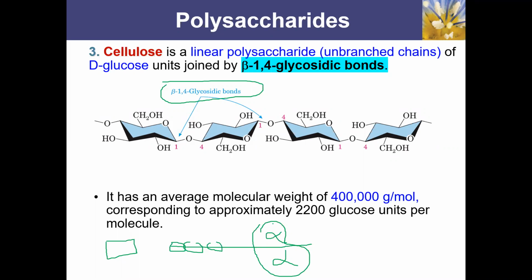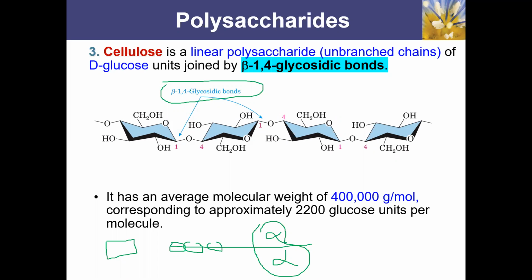But unfortunately we do not have the enzyme to break the beta 1,4 glycosidic bonds. Humans, and some animals, do not have the enzyme beta glucosidase. Instead, we have alpha 1,6 glucosidase. We don't have the enzyme beta glucosidase. So that is why we cannot digest cellulose.